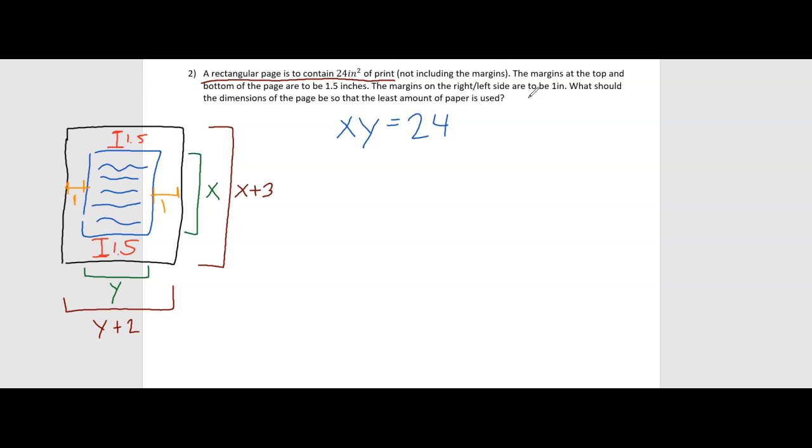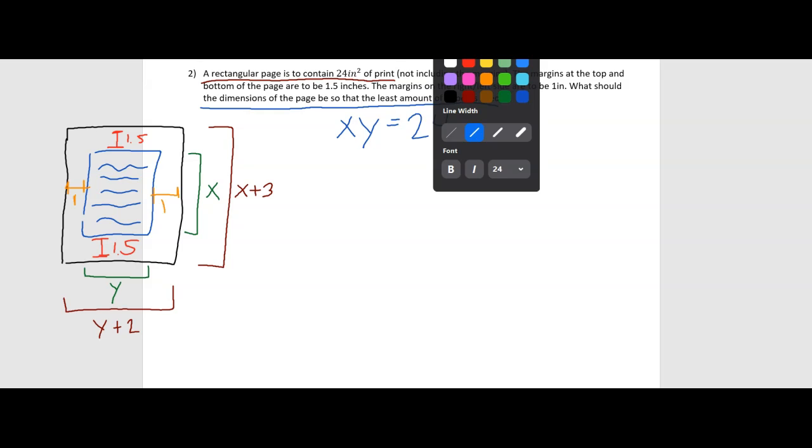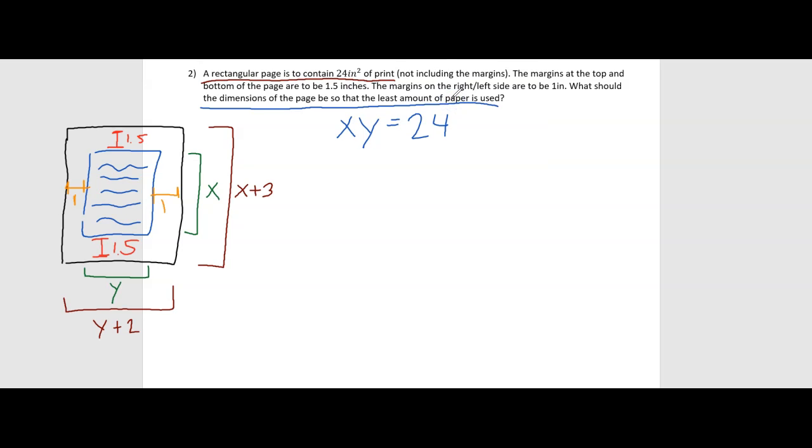Now, the other equation we're looking at is the area of the black rectangle, right? The entire page, because they want to find the dimensions of the whole page so that the least amount of paper is used. So my other equation for the big black rectangle is going to be the quantity x plus 3 times the quantity y plus 2 is equal to area. I don't know what that area is. We are going to try to minimize that though. We want to use the least amount of paper.